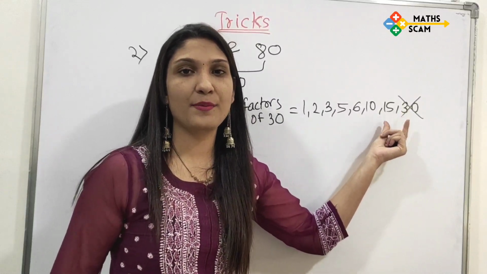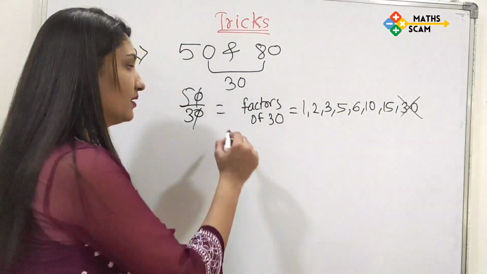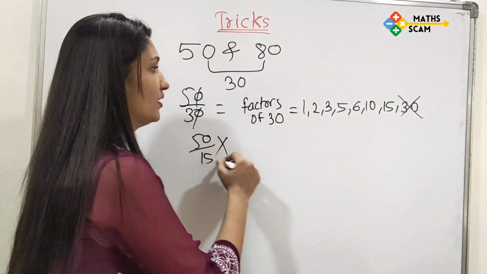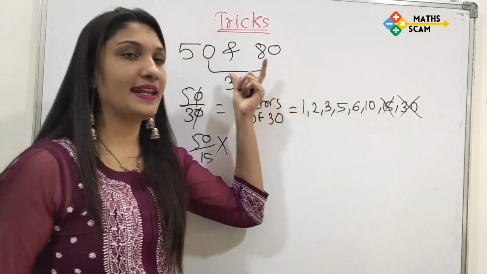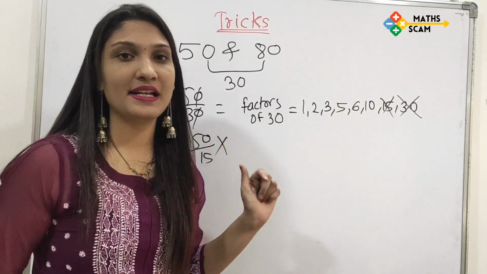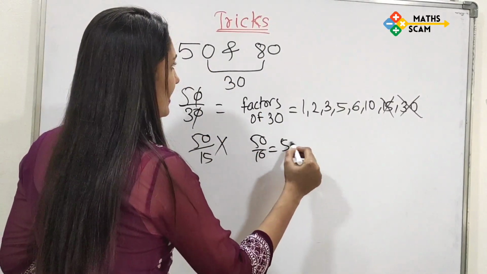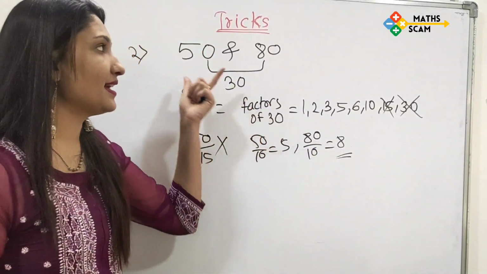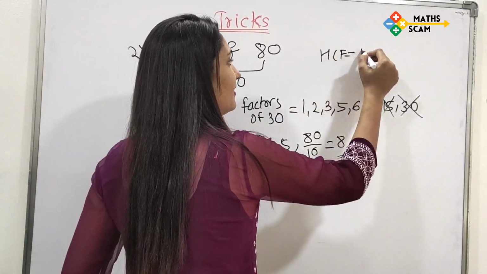Next we'll check second number. Second number is 15. If we divide 50 by 15, can it give you exact number? No. So we'll cross this number too. Then 10. Can 10 divide both the numbers in exact number? So 50 by 10 is 5 and 80 by 10 is 8. That means HCF of 50 and 80 is 10.